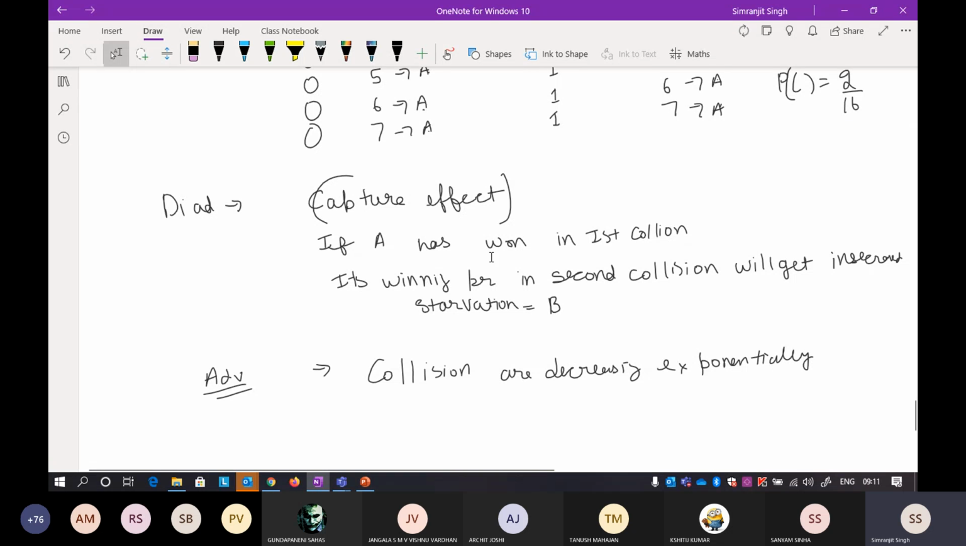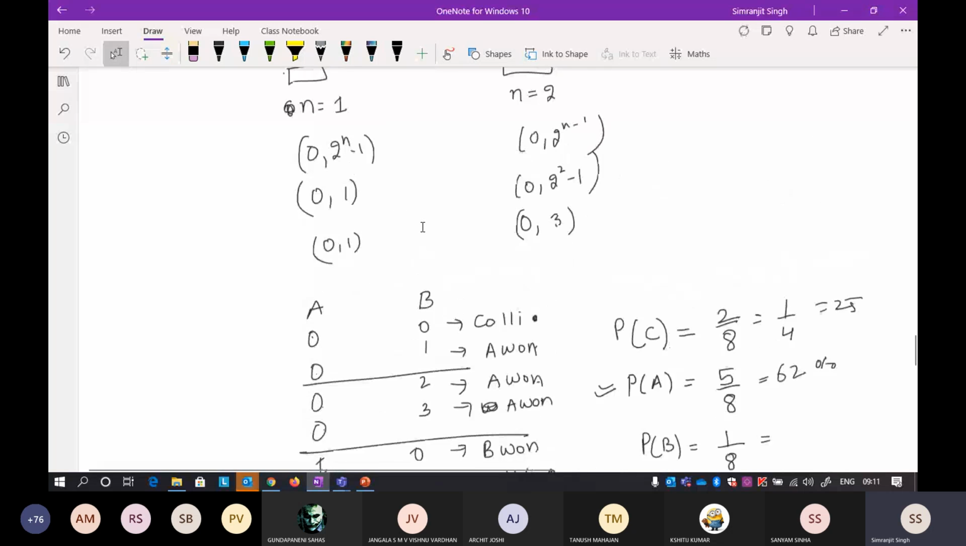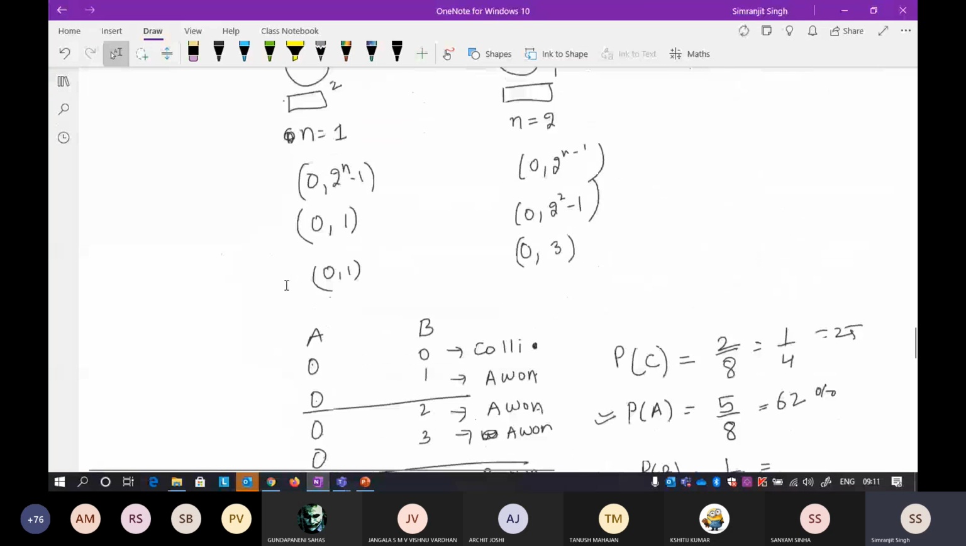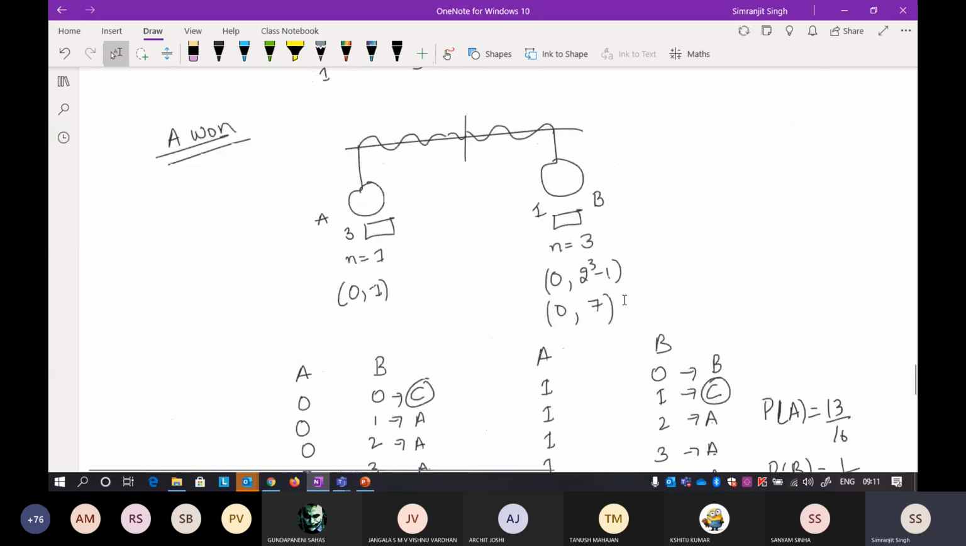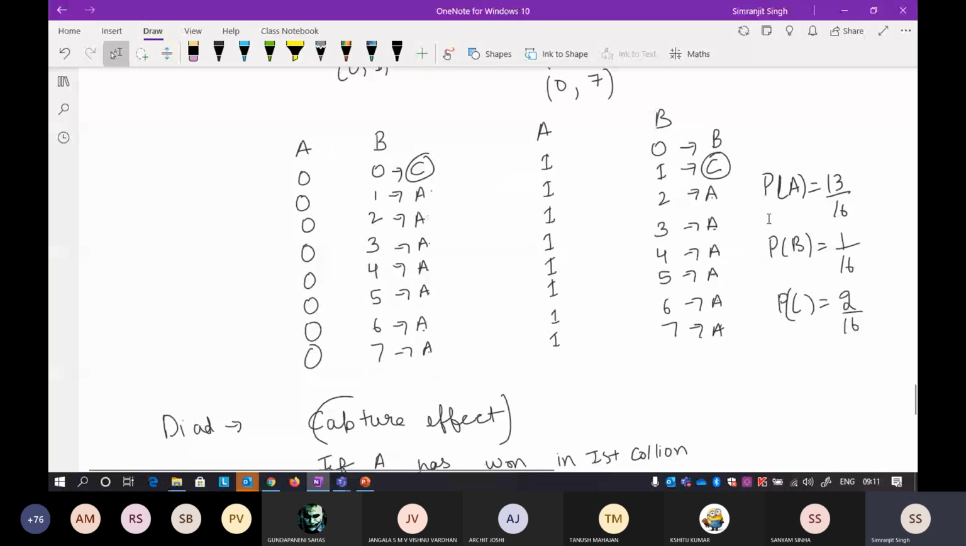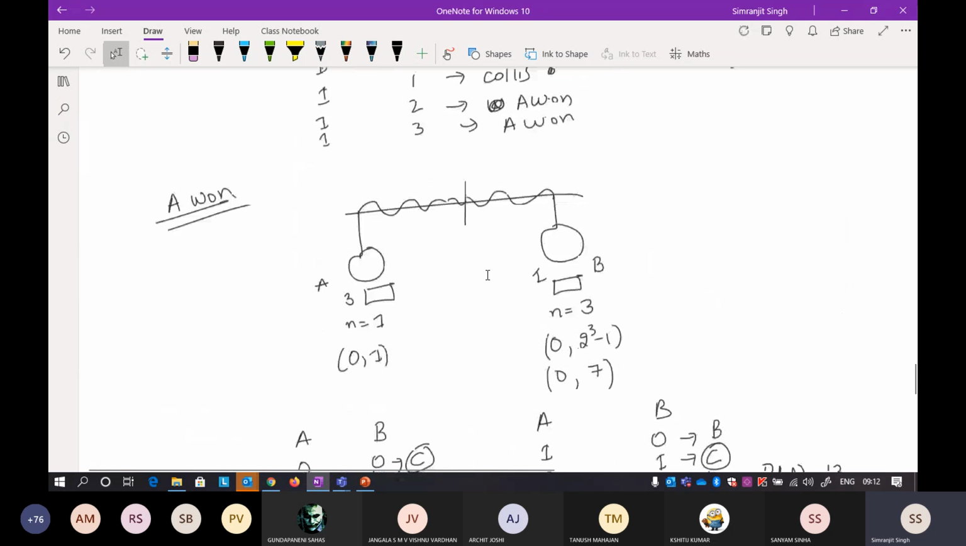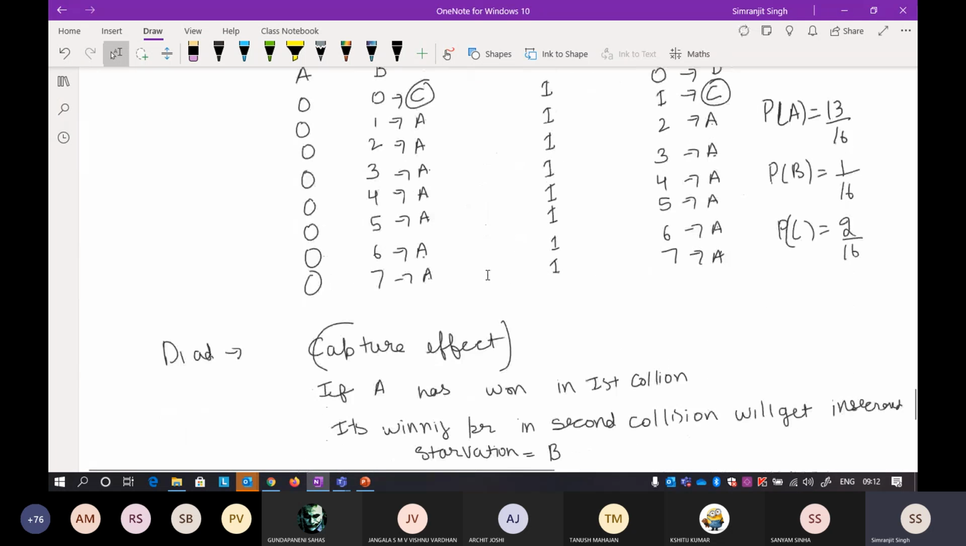Okay, so this is again the worst case that I'm taking here: the first time A has won, and the second time there is a chance of B winning, but I'm taking the worst case because the probability of A winning is more. So I'm assuming A will win the second time also. But if it wins the second time, the third time it has an even greater probability. So that is the only disadvantage of your backoff algorithm, that it creates a capture effect.